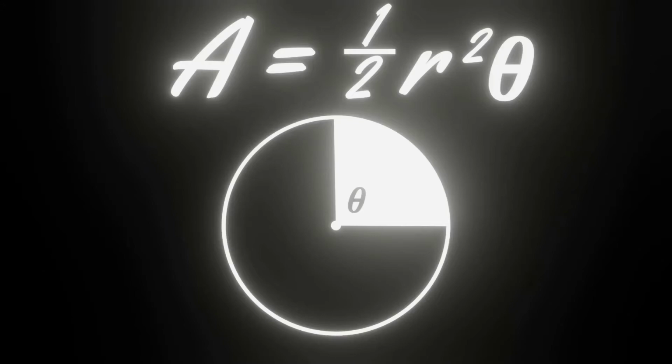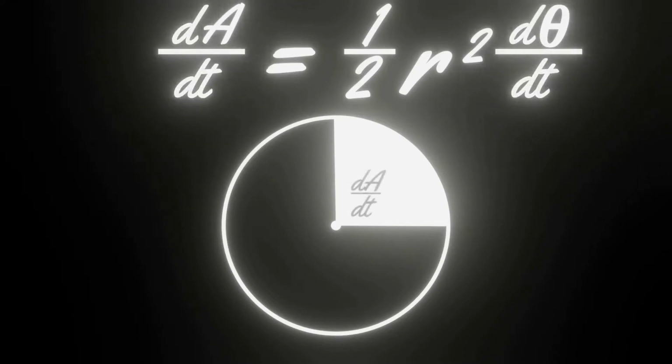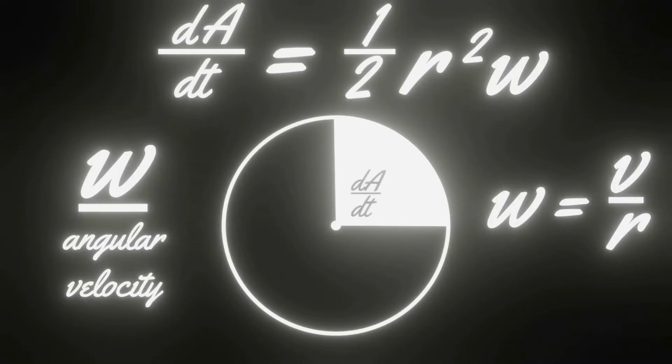Going from this formula to the areal velocity formula is actually fairly simple. The rate of change for area is dependent on the rate of change for the central angle, so with that in mind, we get dA/dt equals 1/2 r squared d theta/dt. Here, we can replace d theta/dt with omega, since angular change over time is angular velocity.